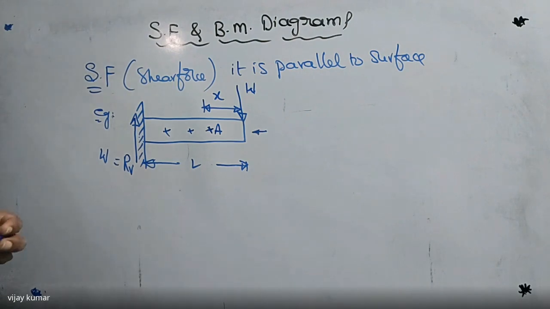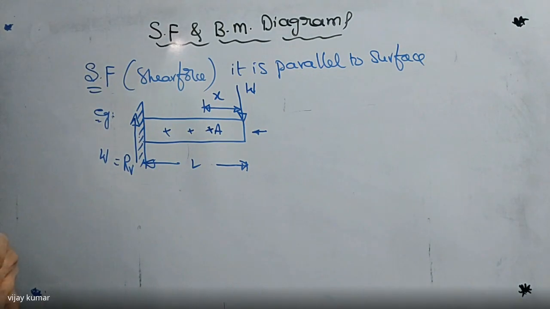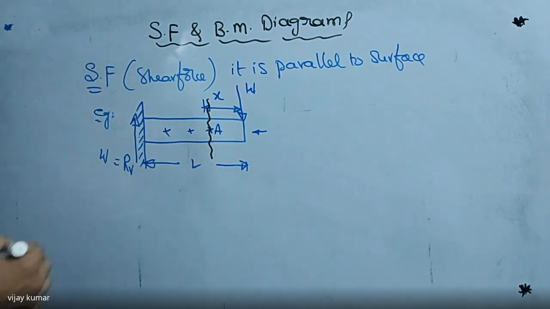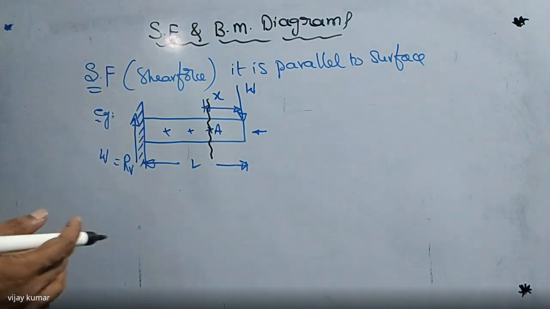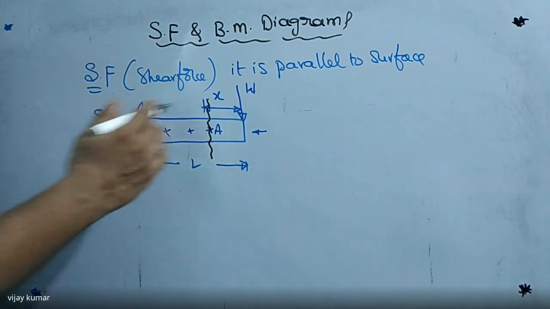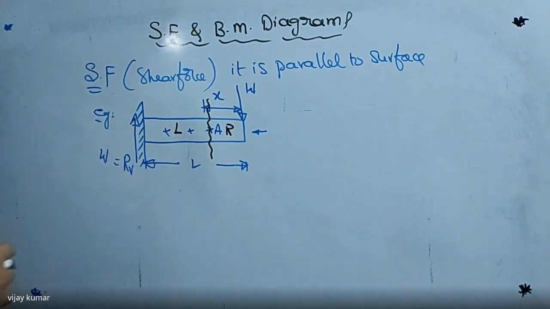So if you want to find the shear force at any point on the beam, at that point, I'm going to cut the beam here into two parts. Listen carefully. Where we are going to find the shear force at that point, I'm going to cut the beam into two parts. Now I'm going to draw the free body diagram of the two portions. This is the right portion and this is the left portion.